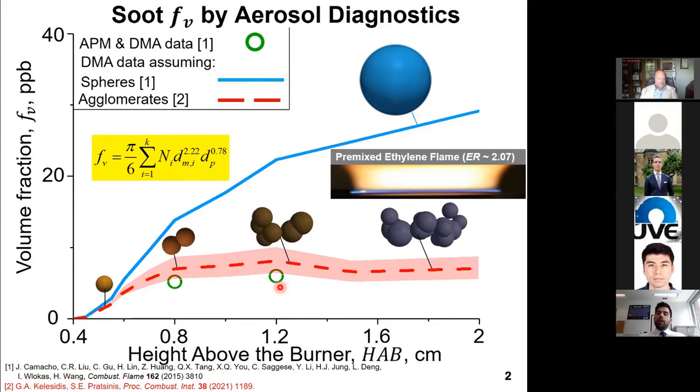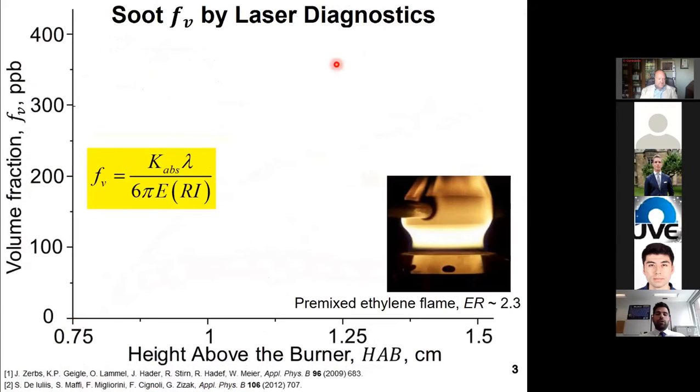Now, I would like to mention here that this kind of spherical assumptions are not only used in aerosol diagnostics, but also in laser diagnostics. So here, I'm presenting you the soot volume fraction measured as a function of the height above the burner in a premixed ethylene flame with an equivalence ratio of about 2.3. And these volume fractions are measured by light extinction. In other words, we obtain the soot volume fraction by dividing the absorption coefficient by the absorption function of soot, which evolves as a function of the height above the burner based on the soot morphology and composition.